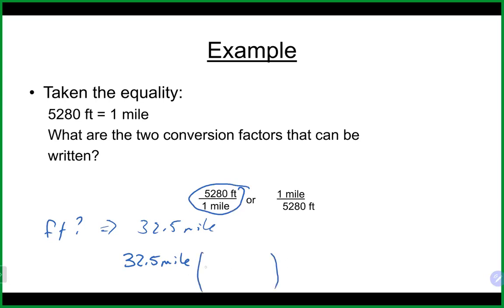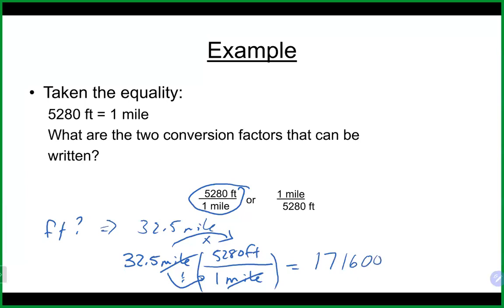We're going to set it up as the mile on the bottom, the 5,280 feet up on top. The miles will cancel. And again, we multiply whatever's on top and divide by what's on the bottom, which in this case, there's not much to divide by, since it's 32.5 times 5,280. That's going to give us 171,600 feet. Now, in terms of significant figures, this is going to be considered an exact number, so we don't have to worry about it.